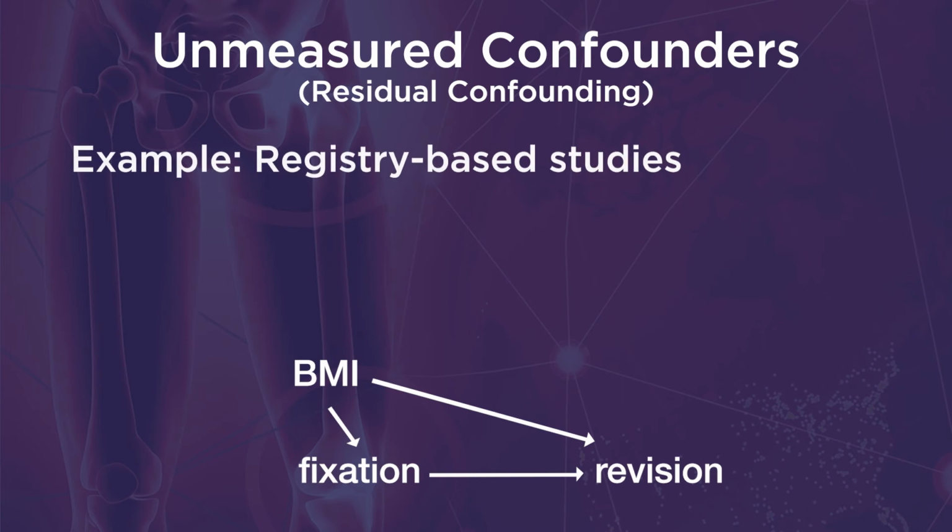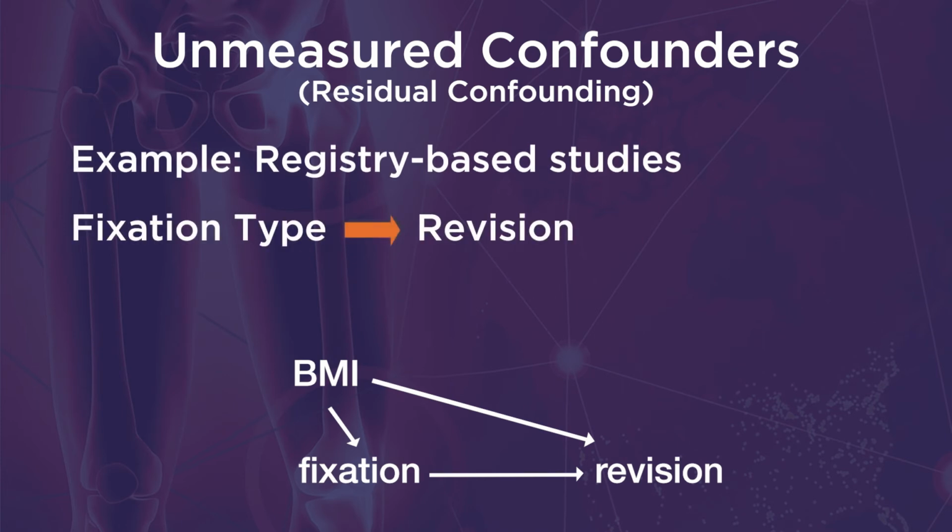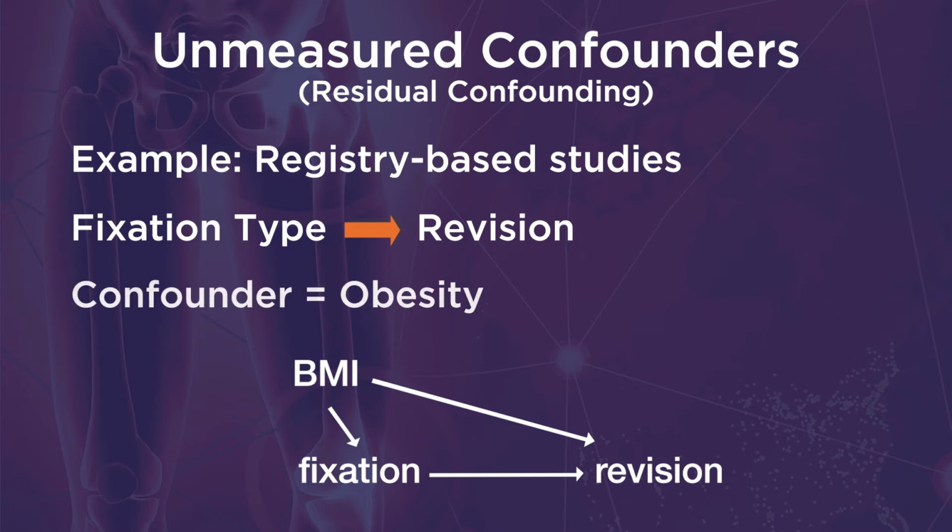For example, if the exposure of interest is fixation type and the outcome is revision, obesity is a confounder of this relationship. However, BMI is not usually collected or is mostly missing in many registry databases. If we do not have BMI measurements, then we cannot adjust for it in a statistical analysis. The measure of association we estimate between fixation type and revision is limited by possible residual confounding by BMI.